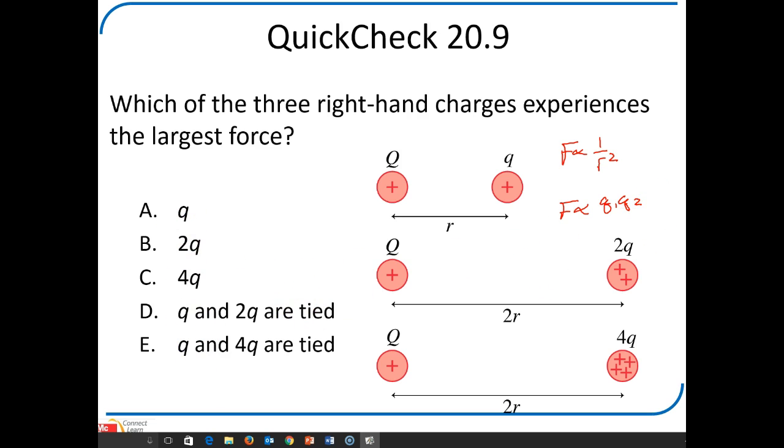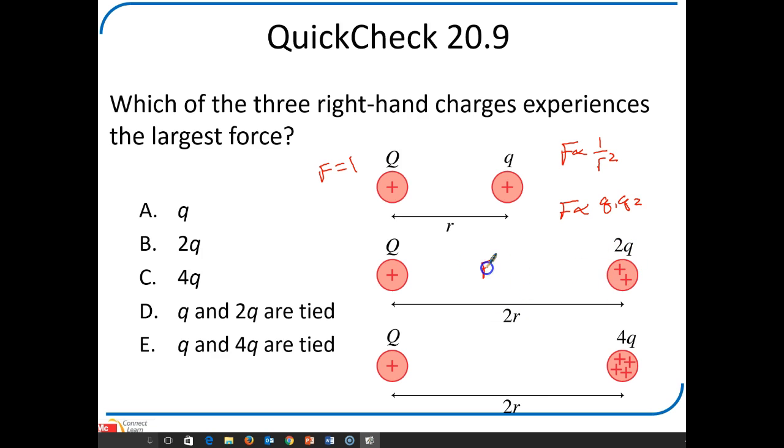So we've got to go through and figure out which answer this is. If we look at this one, we could say that because the R is 1, that makes this 1, and each one of these are 1. So our original force here is equal to 1 unit. Let's go ahead and check this one and see if it ends up being the same.